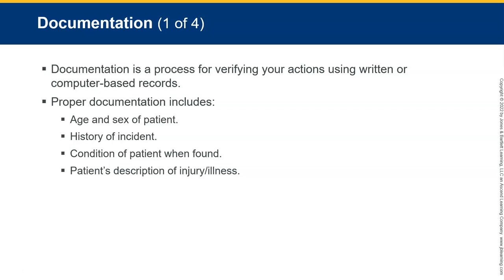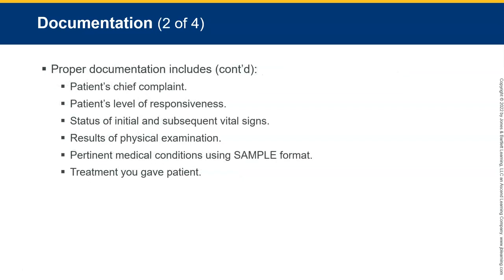So proper documentation includes the following: age and sex of the patient, history of the incident, condition when found, and then the description of the injury or illness. Their chief complaint, their level of responsiveness, or maybe you might see LOC, level of consciousness, their status of initial and subsequent vital signs, so their initial vital signs and then maybe 5 minutes later or 15 minutes later or whatever. Their A, B's, and C's, so their airway is open, they're breathing normal, they have a good heart rate at 92 or whatever.